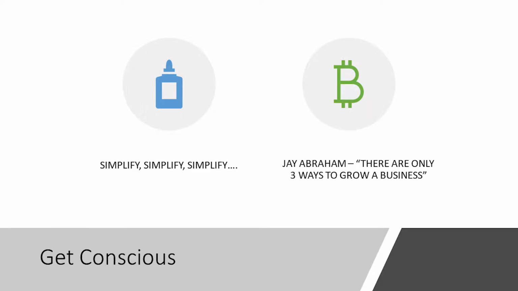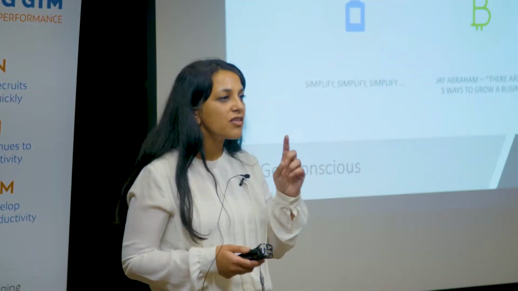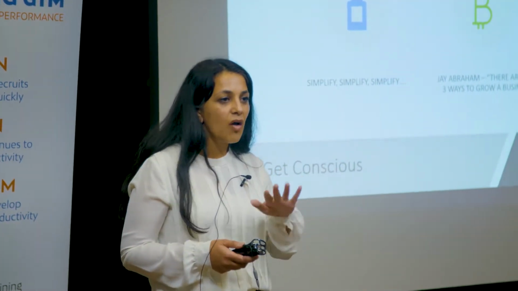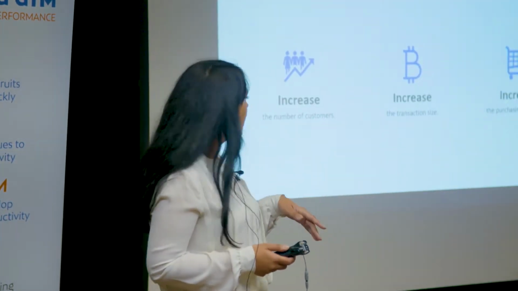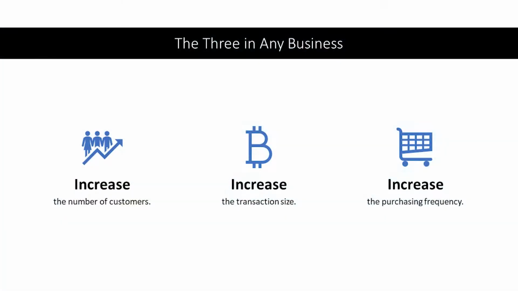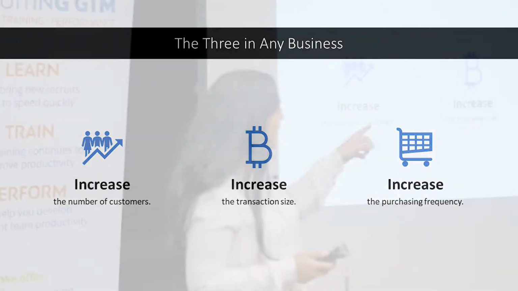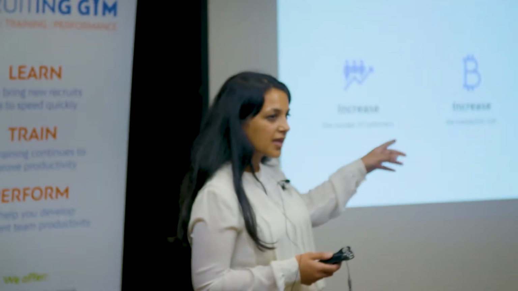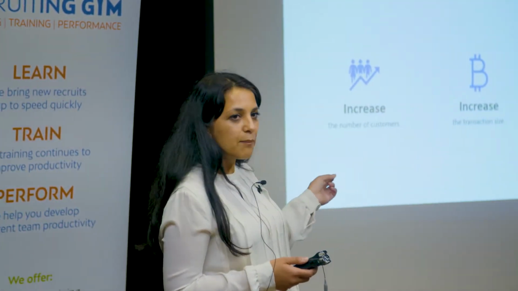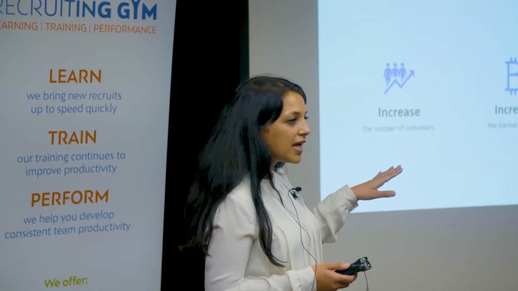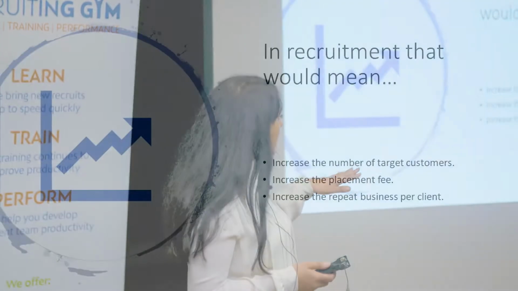And the best one so far that I've come across is Jay Abraham. He says there's 3 ways to grow any business, not 100, not 50. There's just 3 ways. And that's increase the number of customers, increase the transaction size, and increase the purchasing frequency. So we're going to relay that back to recruitment. But it's really simple. There's only 3 ways.